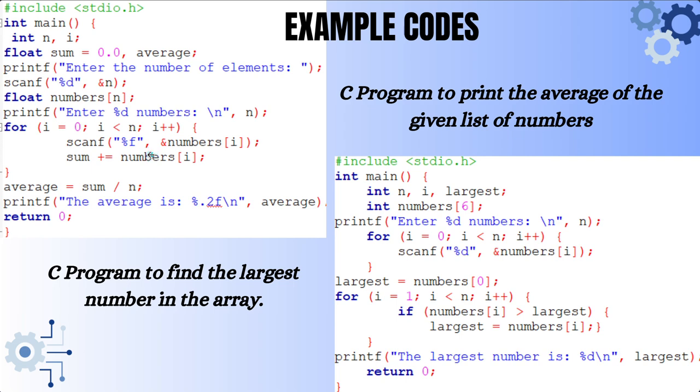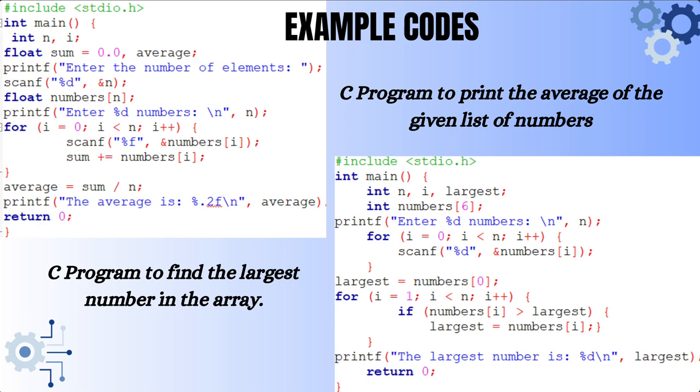scanf percentage f is the format specifier. Address of numbers means numbers is an array of float type. So address of numbers at what position? i. First time it is going to be 0. At the 0th position you're taking the address and taking it through scanf. You're taking it from the user, and then appending the values inside the array.